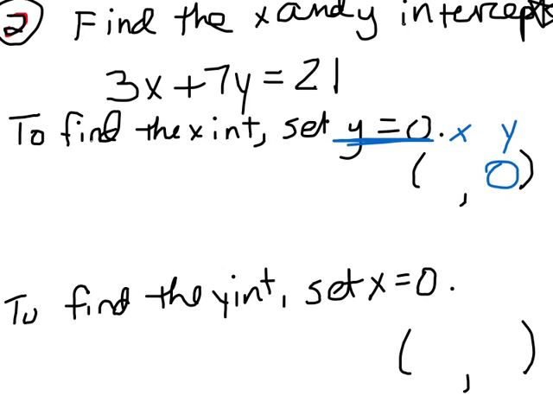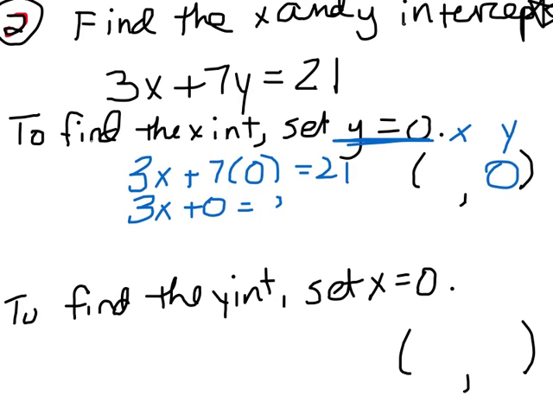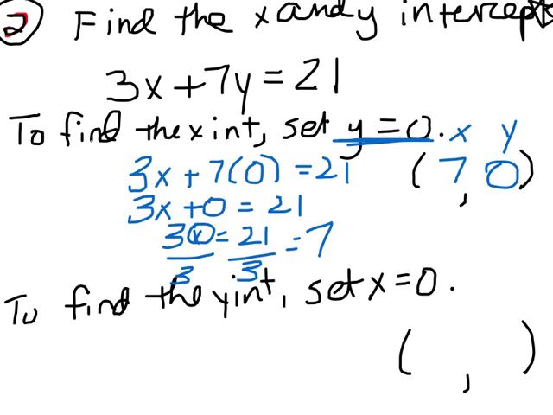If I set y equal to 0, I would have 3x plus 7 times 0 equals 21. Well, the good thing about this is anytime you multiply something by 0, it becomes 0. So I would have 3x plus 0 is 21. And 3x plus 0 is just 3x. What would you do to find your x? Divide by 3, right? What would your answer be? 21 over 3 is? 7. Okay, so we just need to put the 7 in the x spot. We just found it. Bam, that's done, right?